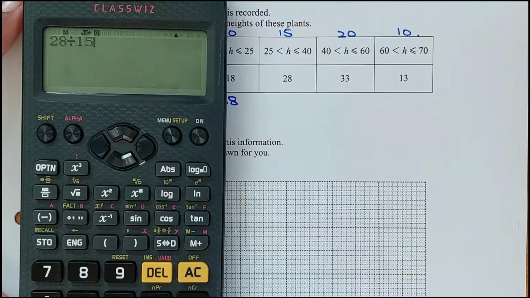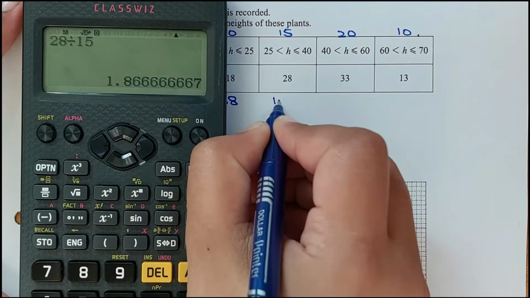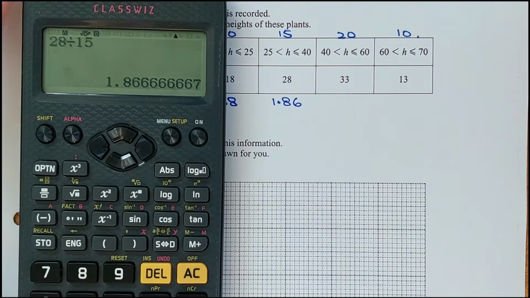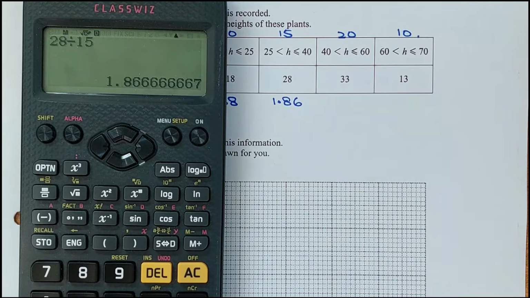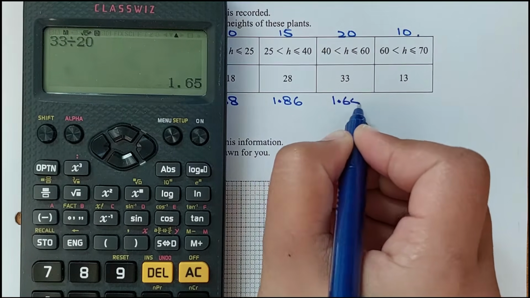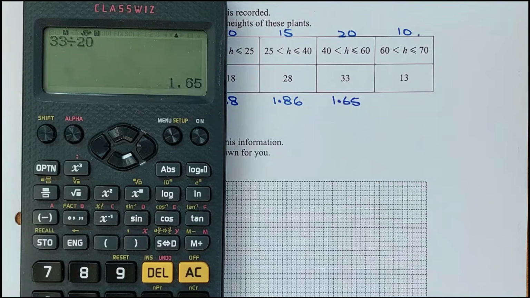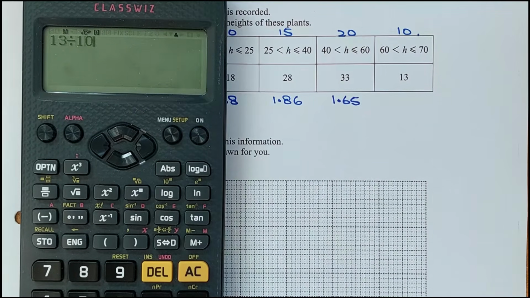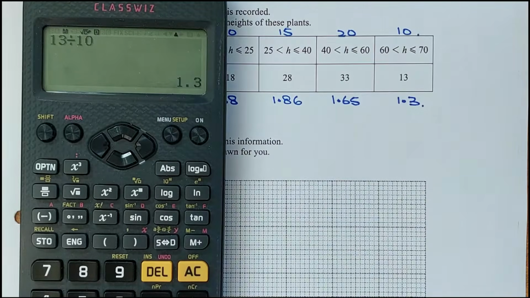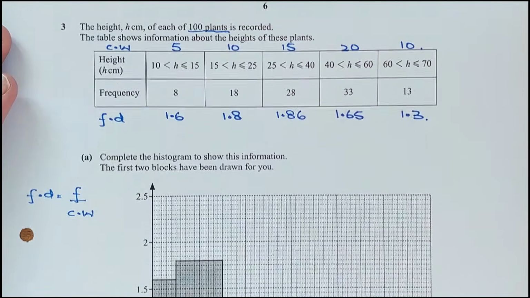28 divided by 15 is 1.86, right? And then we have 33 divided by 20, 1.65, and 13 divided by 10 is 1.3. All right, now let me complete the histogram.